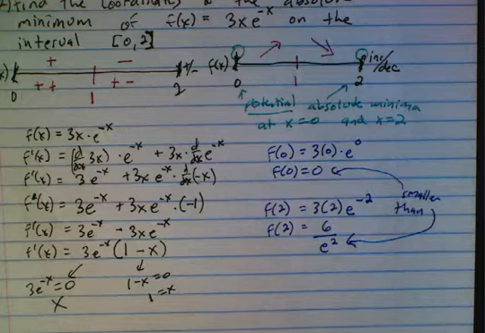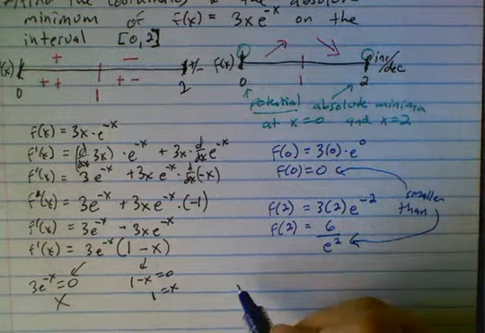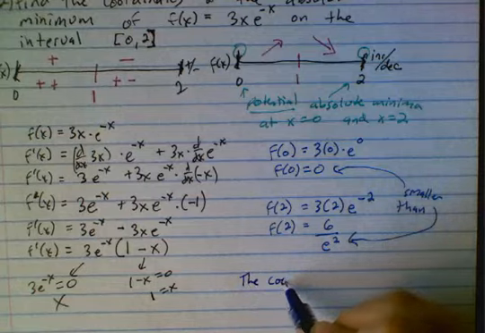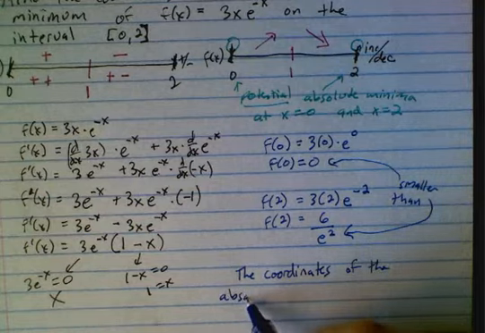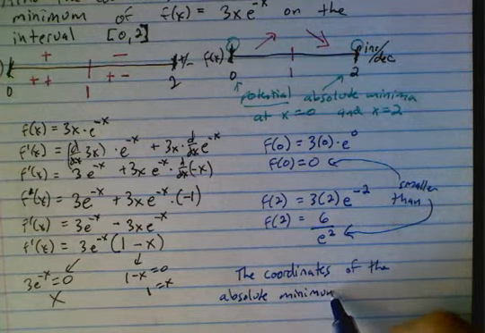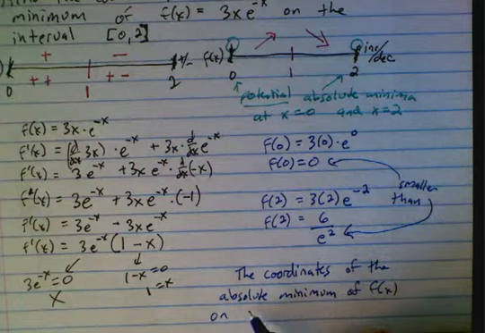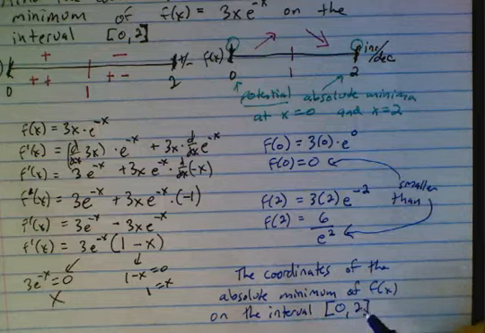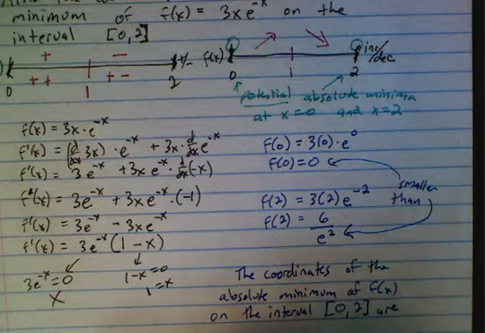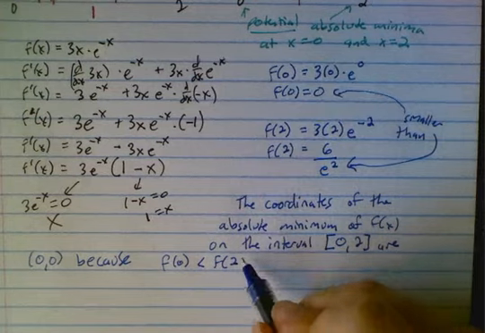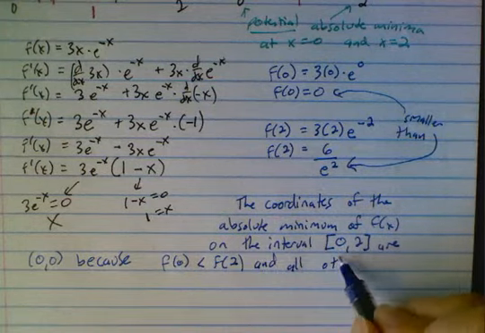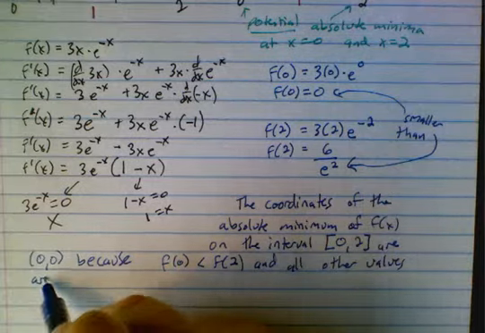So this means the coordinates of the absolute minimum of f of x on the interval 0 to 2 are 0, 0, because f of 0 is less than f of 2, and all other values are bigger than these.